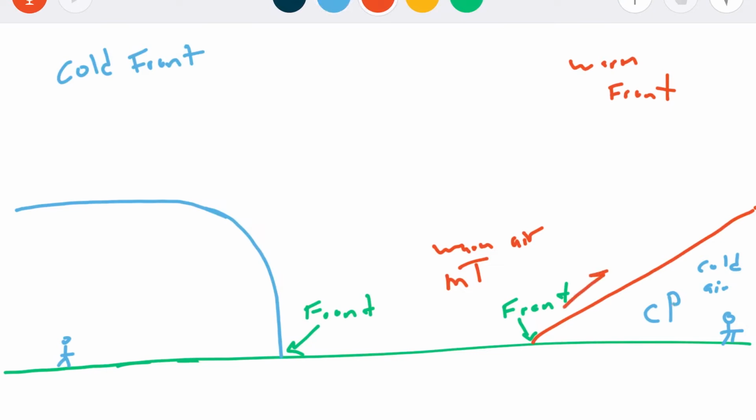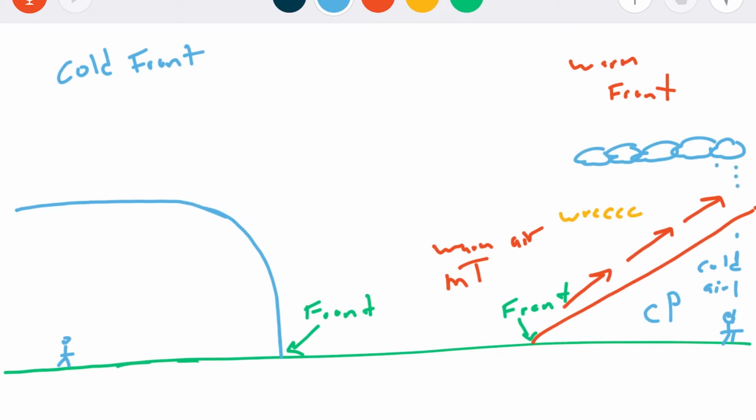So here I'll have my warm air slowly rising up due to REC, if we remember that. Warm air rises, expands, cools, condenses to make clouds. And we will have rain in front of the warm front. That's kind of like a mellow rain. And it'll rain for a very long time.